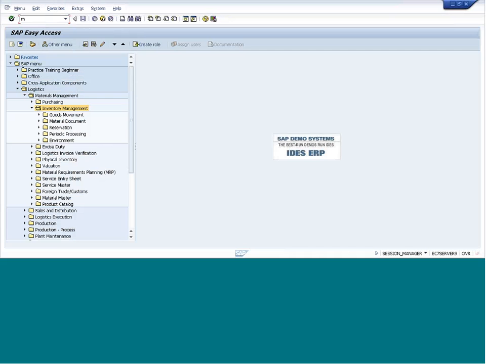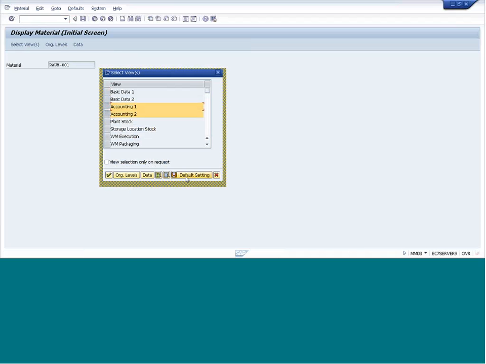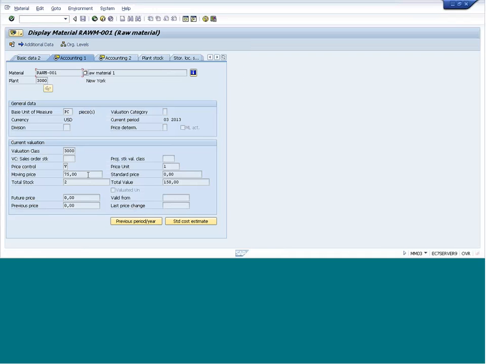So I'm going into MM03 again here, for the material I'm going there, and again the accounting view. Sometimes you can select them and click on the default ready, so that it is always saved and you don't need to select again. So I'm going inside again here. Now you see the moving average price is changed to 75. Again the total stock is 2. So you see the price is getting adjusted based on the value that you are taking here.